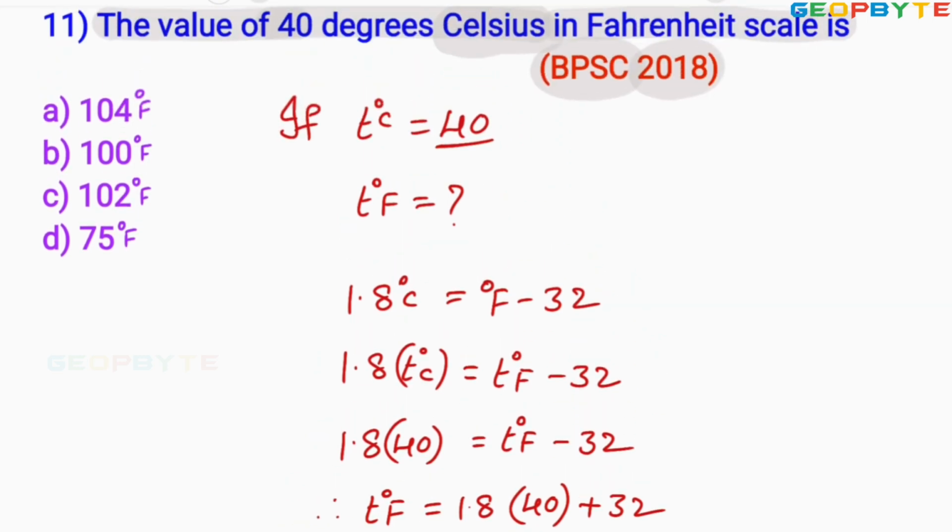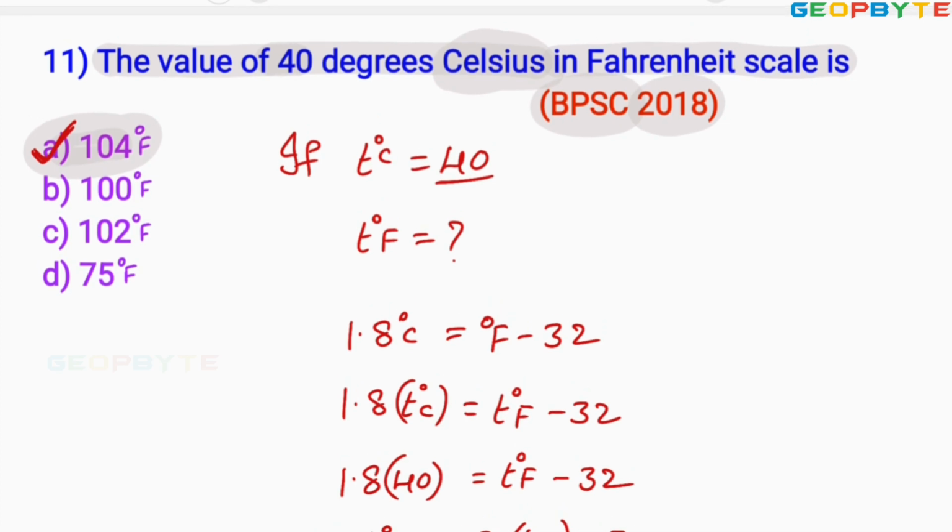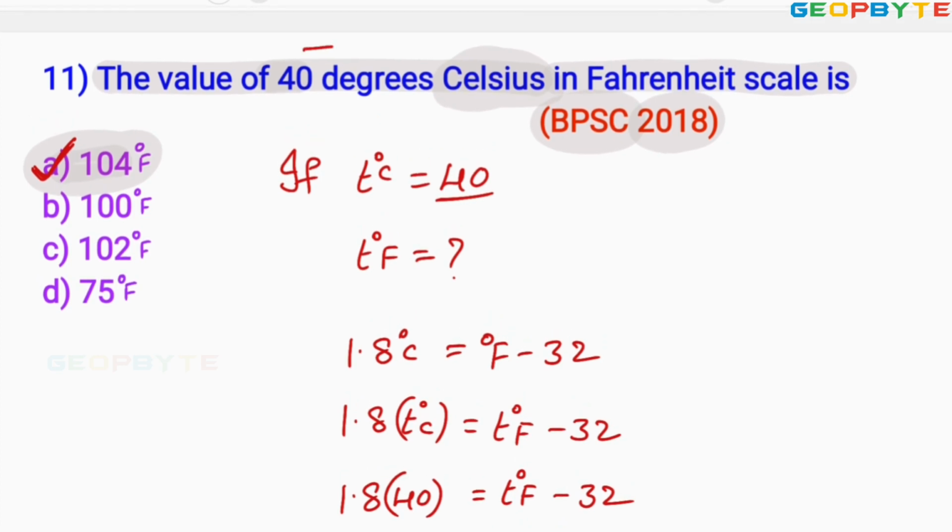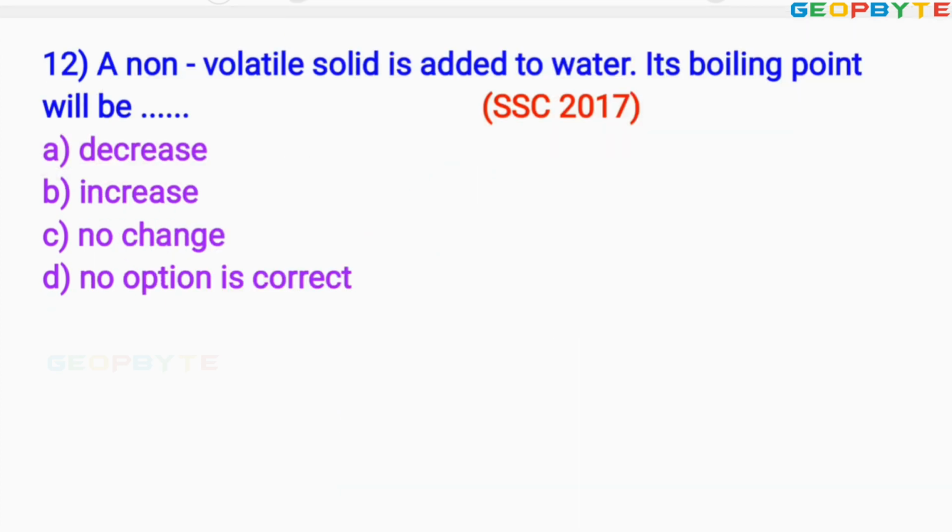So look at the options. Look at the very first option, 104 degree Fahrenheit. Therefore option A itself is absolutely correct. This problem is also an equally important problem. Therefore let us mark it as a 5-star problem. This kind of problems are frequently asked in different competitive exams. Let us move to the next problem.